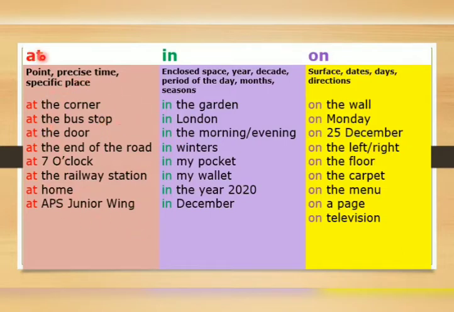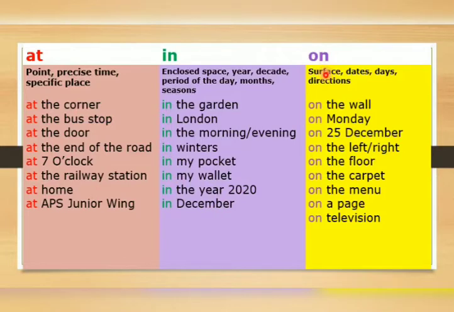That means whenever we talk about corners or positions or the precise time, we use the preposition at. Now, we use in when we talk about an enclosed space, year, decade, period of the day, months, season, like in the garden, in London, as we have already discussed that with countries or continents we use in. In the morning, in the evening, in winters, in my pocket, in my wallet, in the year 2020. When we talk about the year, we use in. In December.